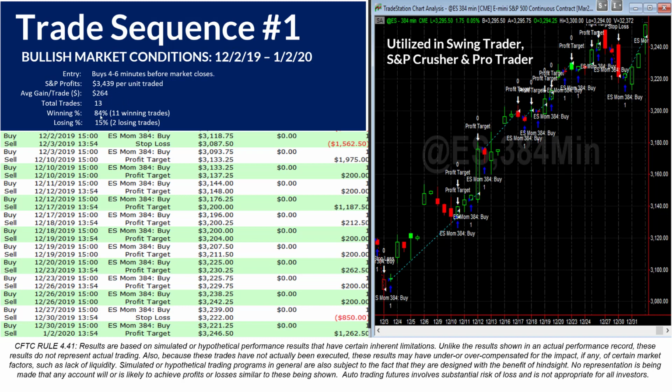It had a winning percentage of 84%. We had 11 winning trades and only 2 losers. And if you look at this chart here, hopefully you can see it okay, you'll notice this very first trade was on the 2nd of December, and it got out on the 3rd of December with a stop loss.